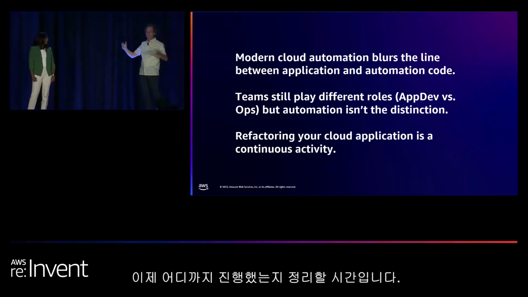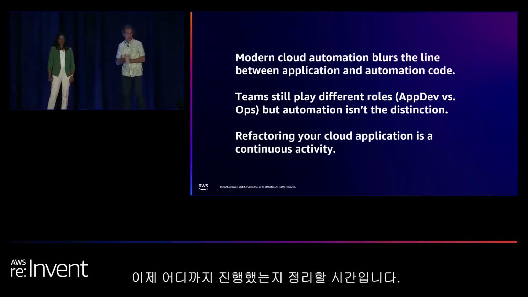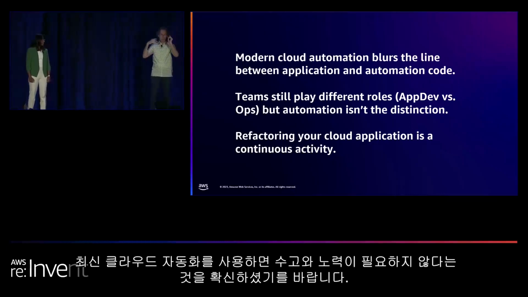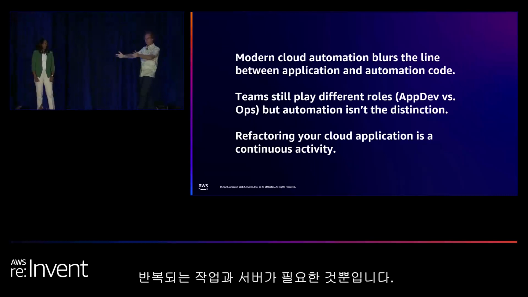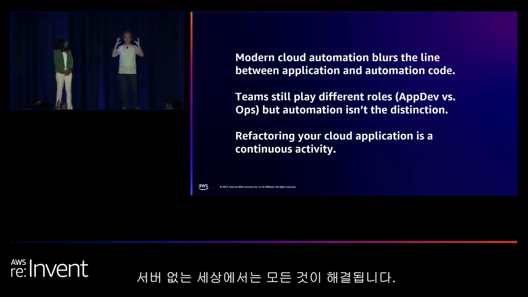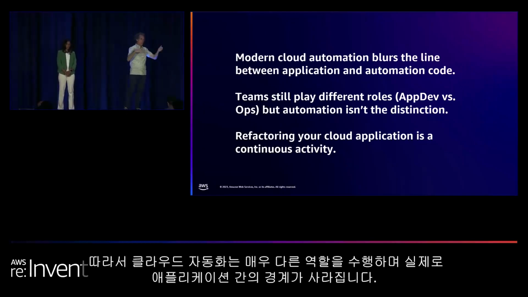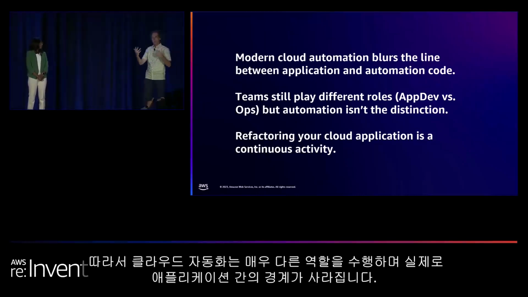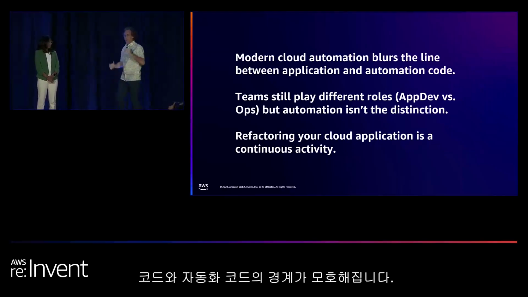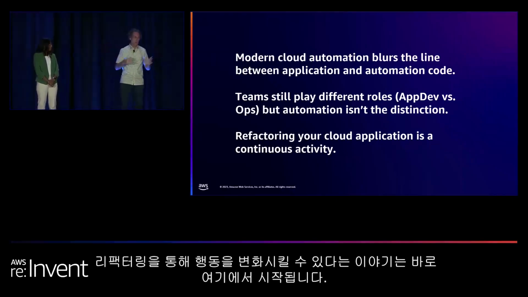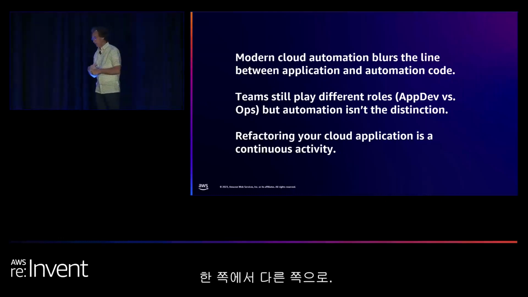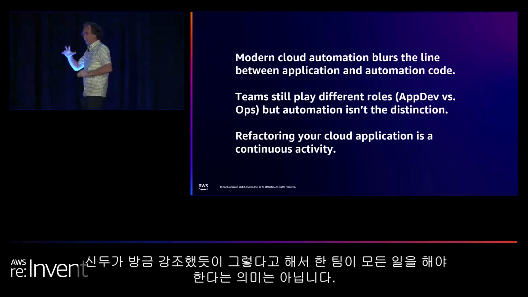So it's already time to summarize where we are. I hope we convinced you that with modern cloud automation, it's not about toil and repeating tasks, like I need a server, right? In the serverless land, that's all done for you. So cloud automation takes on a very different role, and really the lines between application code and automation code blur, and that's where the whole refactoring story comes from, that you can start shifting behavior from one side to the other.